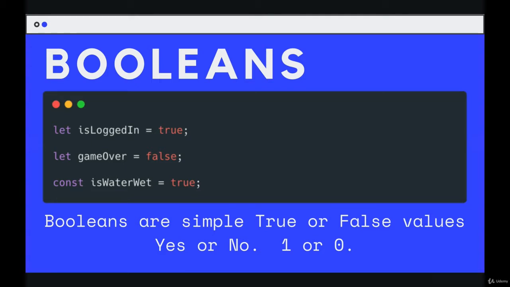Just like with numbers, we can store Boolean values in a variable. So here are three examples. let isLoggedIn equals true. It starts out as true, and potentially it would be false later on if someone logs out. We have let gameOver equals false. So the game starts, gameOver is false. It's not over. And then the user dies or does something bad in the game, and so gameOver becomes true. And then const isWaterWet equals true. I use const here because isWaterWet should not change. Hopefully, water should always be wet. And that's it. We can make a variable just like that.